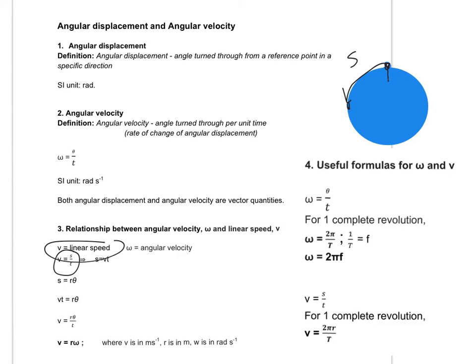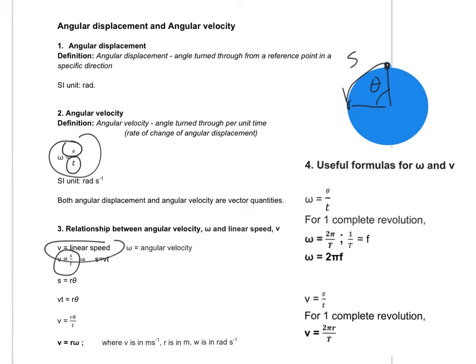We can also describe the speed at which the object is traveling by the angle that is covered, or the angle that is turned through per unit time. If we call it angular velocity, omega, it is the angle turned through per unit time. So we take the angle covered divided by time. Remember, angular displacement is measured in radians, so if you take theta divided by t, you will get the unit as radian per second. That is called angular velocity, and the symbol is omega, not w.